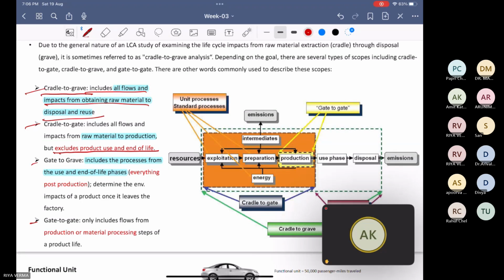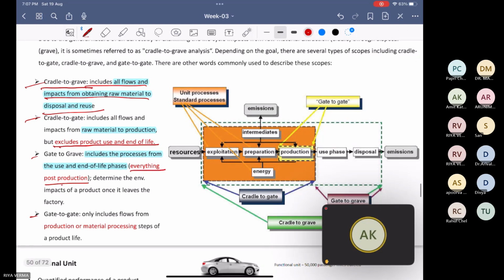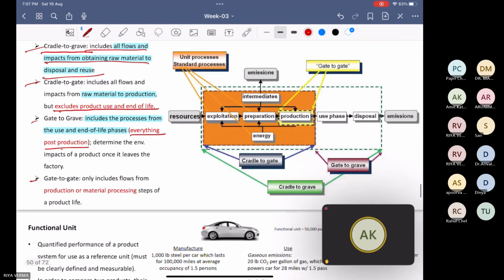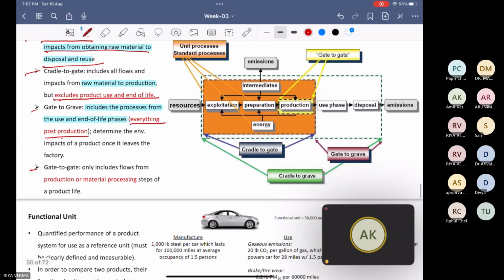Then gate to grave. What will gate to grave be? It includes the process from the use and end of life phases. Whatever comes after production is called gate to grave, right? It determines the environmental impacts of a product once it leaves the factory. And then we have gate to gate, which only includes the flows from the production or material processing steps of a product life.